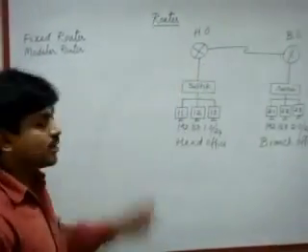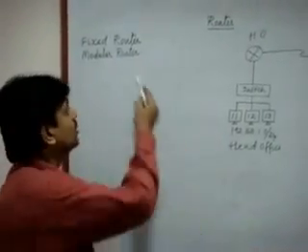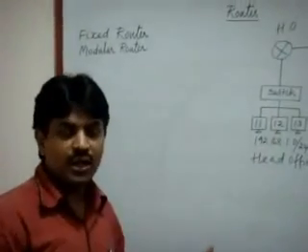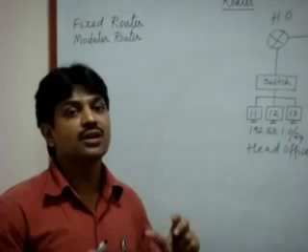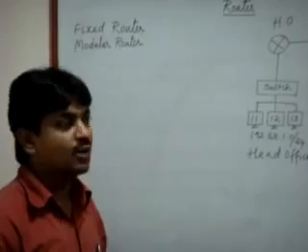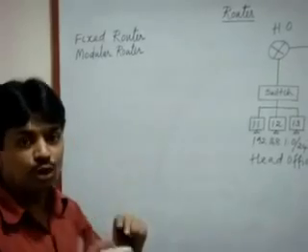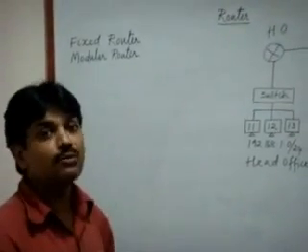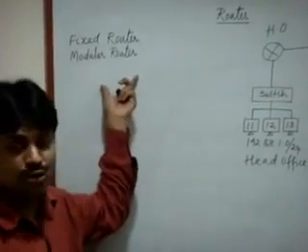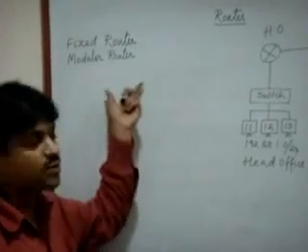Routers are classified into two types: fixed router and modular router. So what is a fixed router? In a fixed router, all the components are fixed. We cannot replace the components, and we cannot add an extra interface. Whereas in a modular router, the small interfaces come in modules. That's why it's called a modular router. We can replace the interface and add extra interfaces according to requirement.